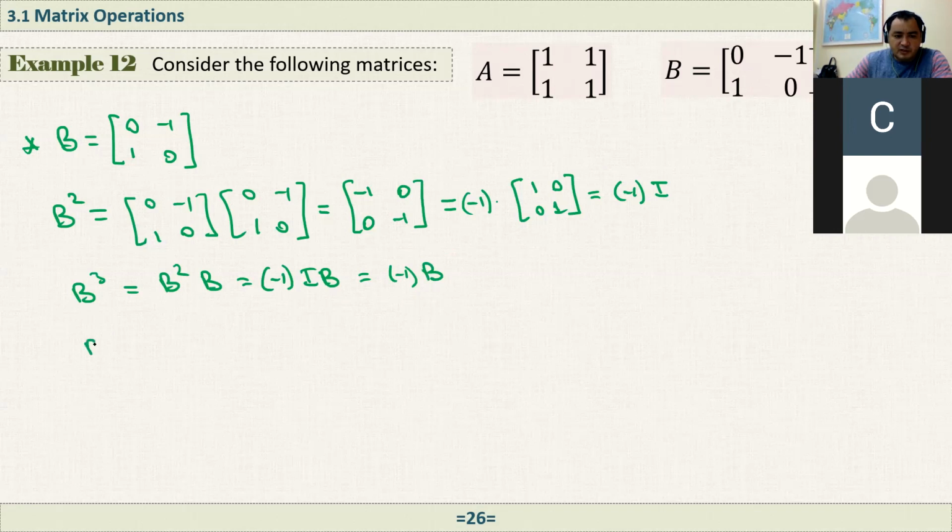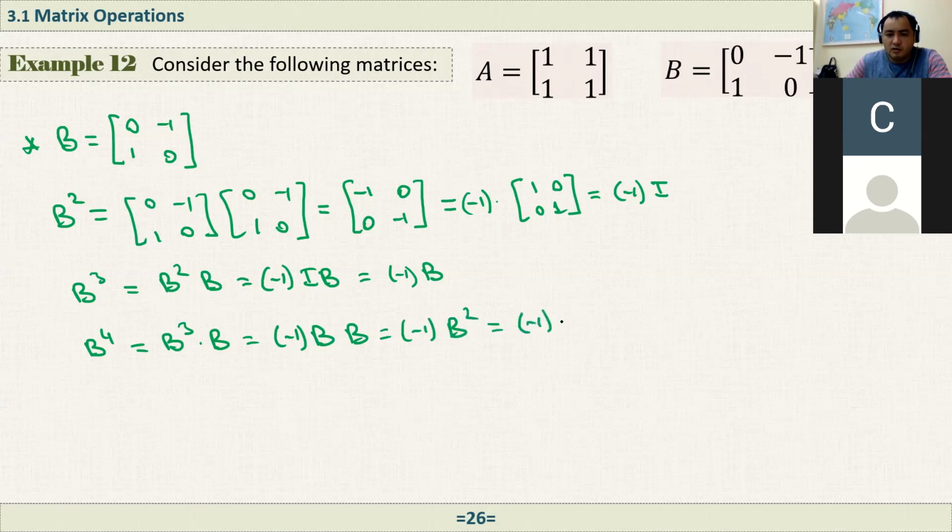And how about B to the power of 4? That is B to the power of 3 times B. B cubed, we have just calculated here. That is negative 1 times B. And here we have B. And so here we have negative 1 B squared, which is equal to negative 1 times, what is B squared? B squared equals this. That is negative 1, and here we have I. So here I can just write it as negative 1 squared times, and here we have I.